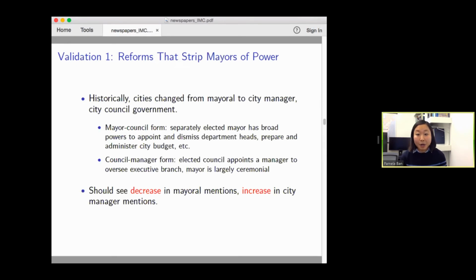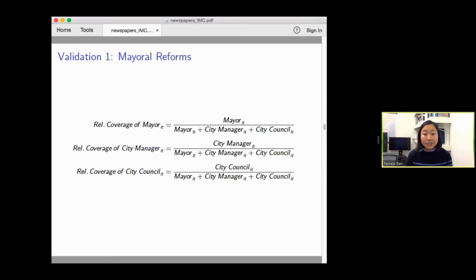Because this would hopefully reflect the decrease in power of a mayor and an increase in power of the city manager around this reform. So we construct 3 different variables. Each one is relative. The first one is the relative coverage of a mayor, in which we count, for every city, the number of mentions of the mayor, and we take that over a denominator of the total mentions of the mayor, the city manager, and the city council. And we do this for every city and every year using our newspaper data. We also do the equivalent to figure out the relative coverage of the city manager and the relative coverage of city council.